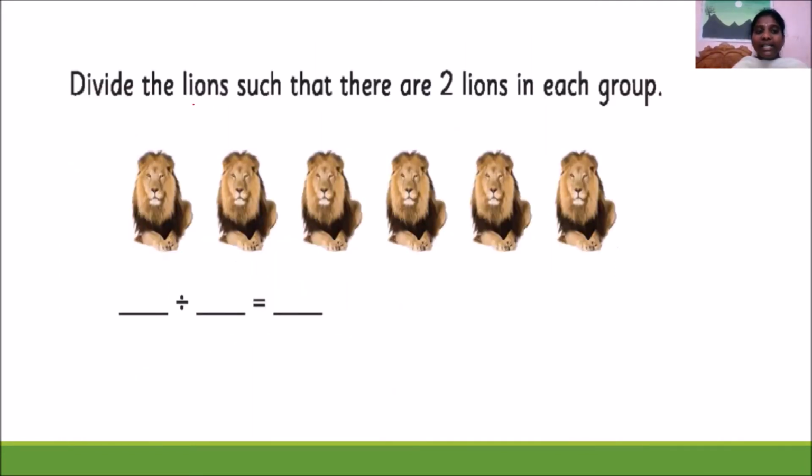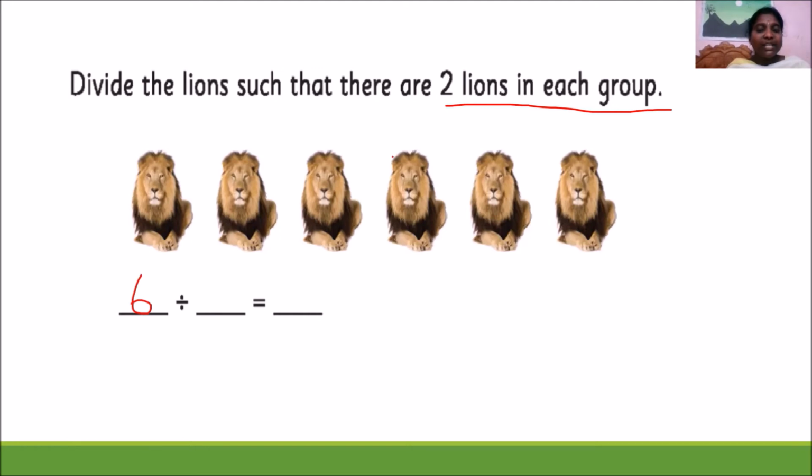Next, divide the lions such that there are 2 lions in each group. Count the total number of lions, children. 1, 2, 3, 4, 5, 6. Totally, we have 6 lions. So 6 is the dividend.